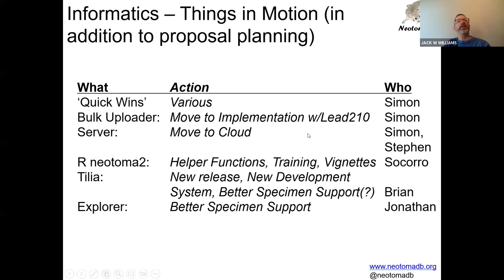So Simon continues work on the bulk uploader, really moving from development to implementation, with the LED210 group being the pilot group leading the way on that. And the more we can make this a generalizable process that any group with several hundred records or more could work with, then that would be fantastic.